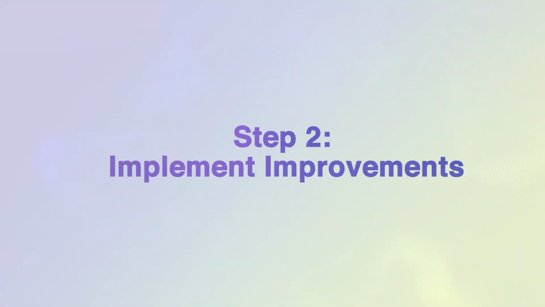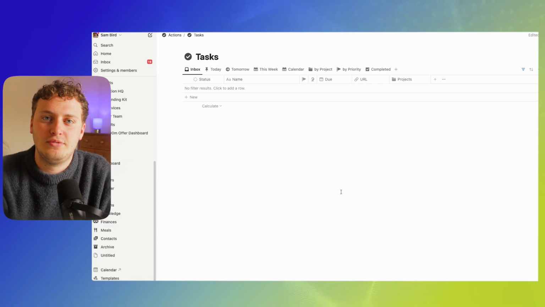So now we have our areas of improvement. It's now time to implement them, which we'll talk about in the next step. Step 2, implement improvements. Naturally, the first thing we'll want to do is take those improvements and add them into our task manager.